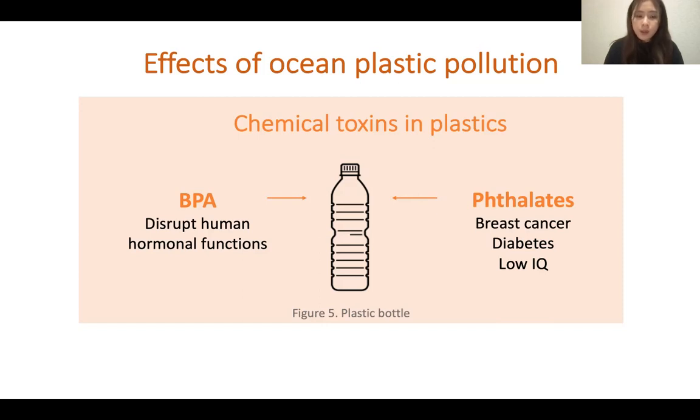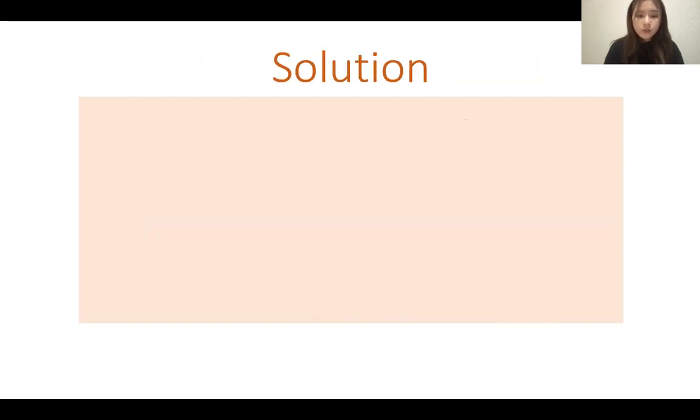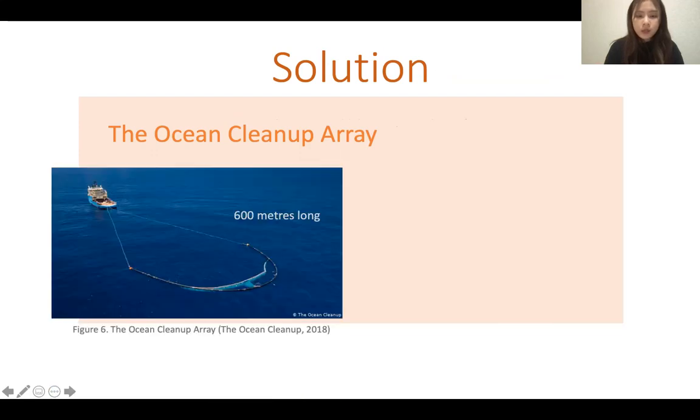So to stop this from happening, all we can do is reduce ocean plastic pollution. To reduce ocean plastic pollution, several technologies have been developed. One of the technologies is called the ocean cleanup array. This cleanup array is made up of a chain of floating barriers which is 600 meters long, and it collects floating plastic at the level of the surface water.